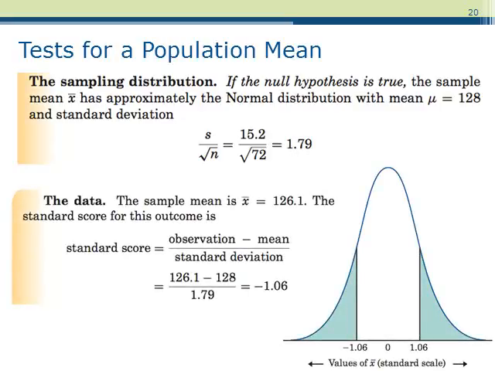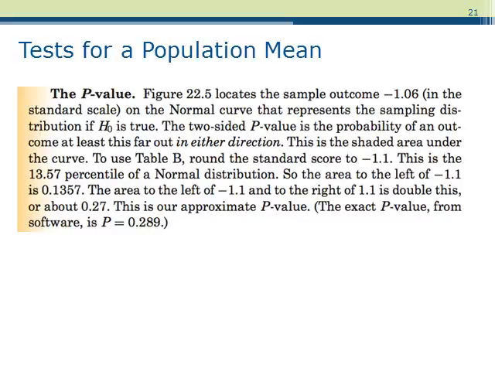Recall the observed sample mean was 126.1. The standard score for this outcome is found by subtracting the mean and dividing by the standard deviation, which is about negative 1.06. Figure 22.5 locates the sample outcome, negative 1.06, on the normal curve that represents the sampling distribution if the null hypothesis is true. The two-sided p-value is the probability of an outcome at least as far out in either direction. This is the shaded area under the curve.